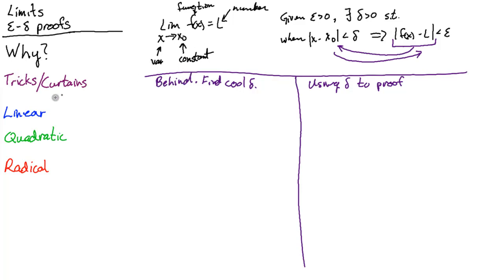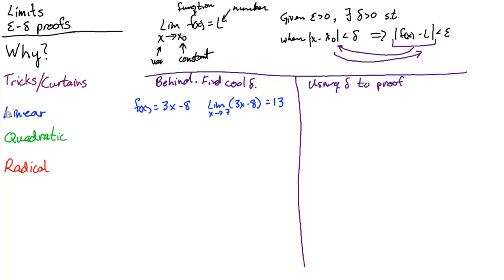The other thing, we'll get to those when we get down to some of these others, where we're going to use different tricks to bound the x minus x naught or something similar to be able to construct that cool delta. And then we're going to use all of our behind the scenes work to then justify the proof. All right, let's look at a couple of examples.